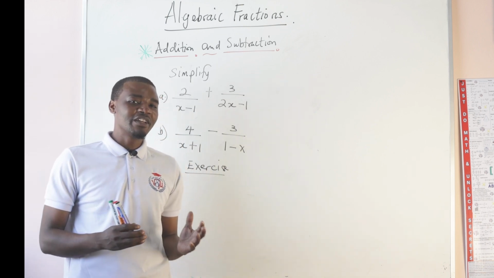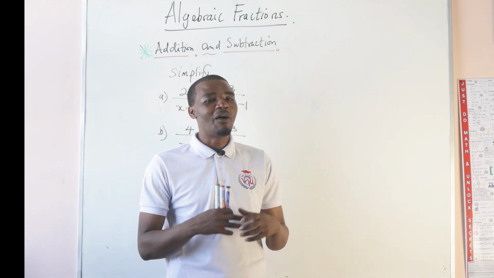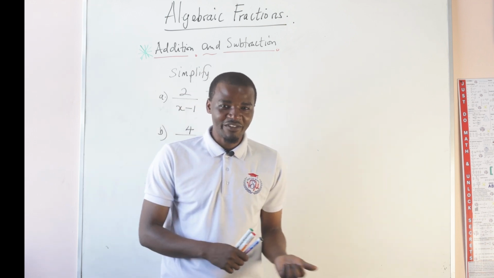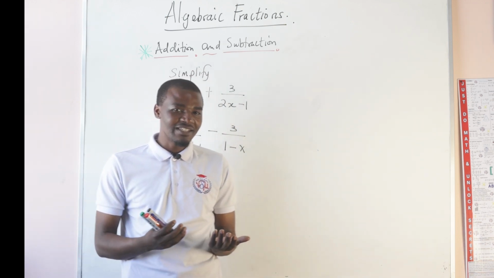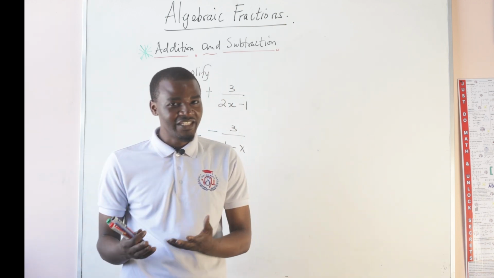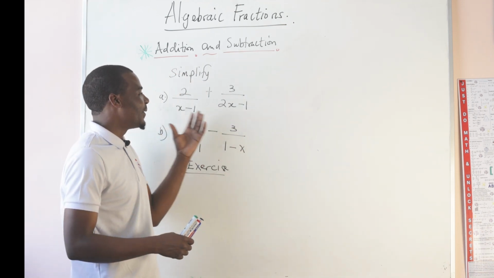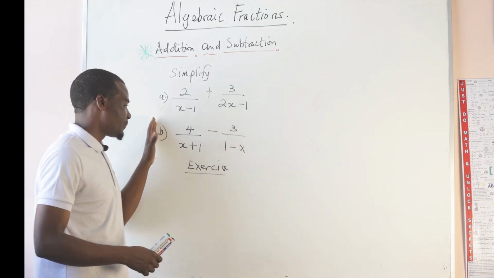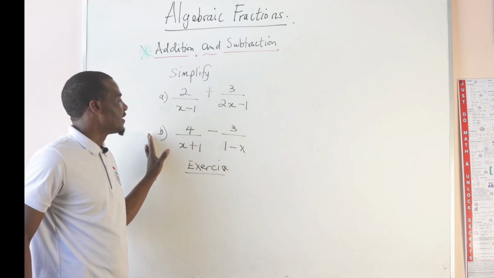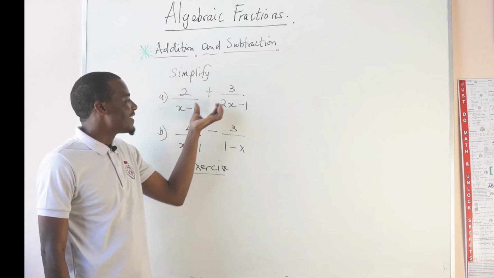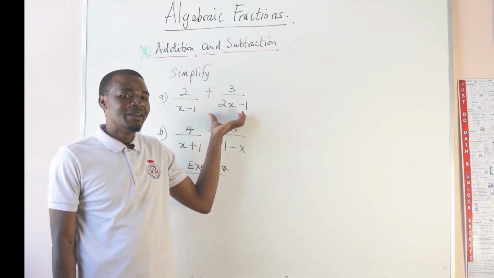So within algebraic fractions, we are going to learn how best we can add and subtract algebraic fractions. We are going to extend our understanding, taking a closer look at multiplication and division of algebraic fractions as well. Here on the board, there are two problems that I have written. The first one is 2 over x minus 1 plus 3 over 2x minus 1.